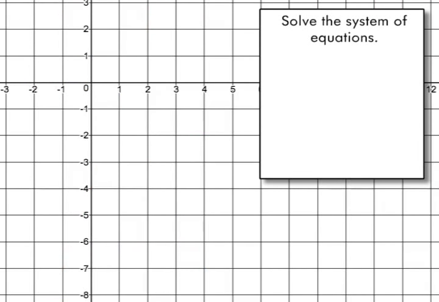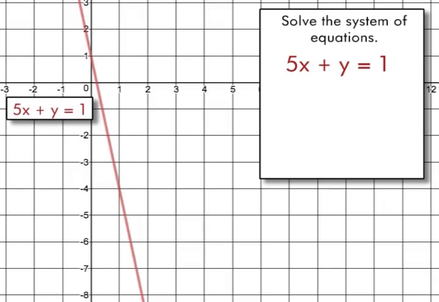Let's do this again, but now for two different equations. 5x plus y equals 1. This is in standard form. We know how to graph that. We're going to find our intercepts and graph it accordingly. So there we go. We've got this one. Notice that our x-intercept is a fraction, but that's quite all right.